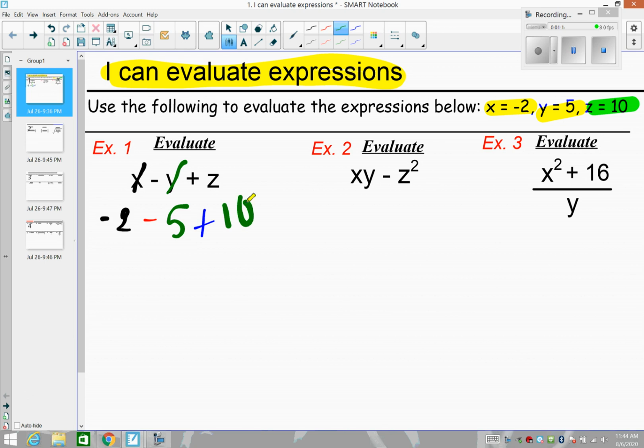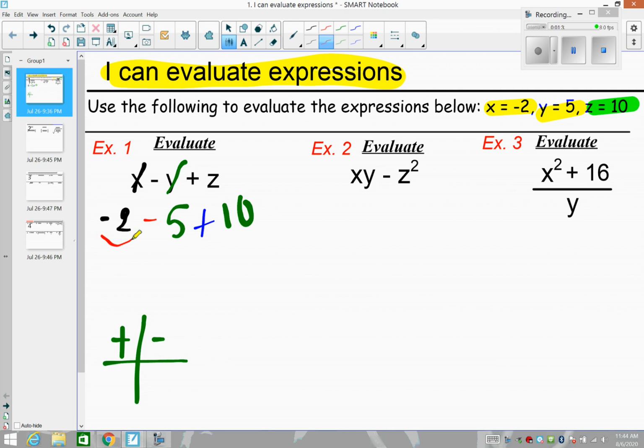So here's our problem that we're dealing with: -2 minus 5 plus 10. This looks like a tug-of-war scenario here. So I'm going to go ahead and work left to right. And you can put them all in at once too, actually, if you want. But I think I'll just take them two at a time.